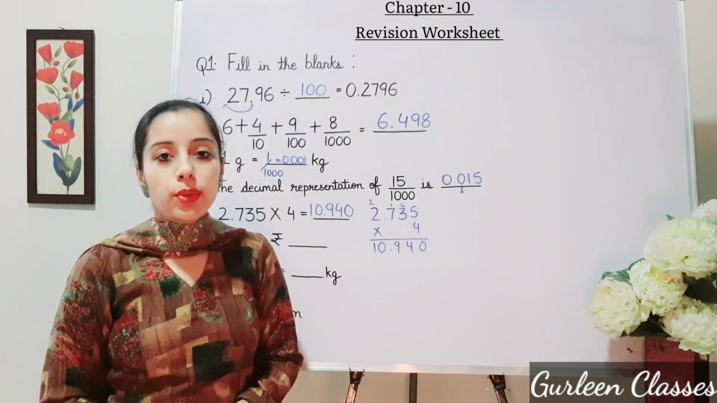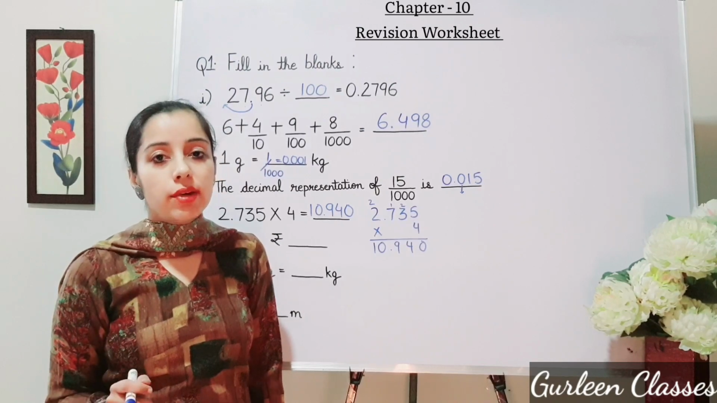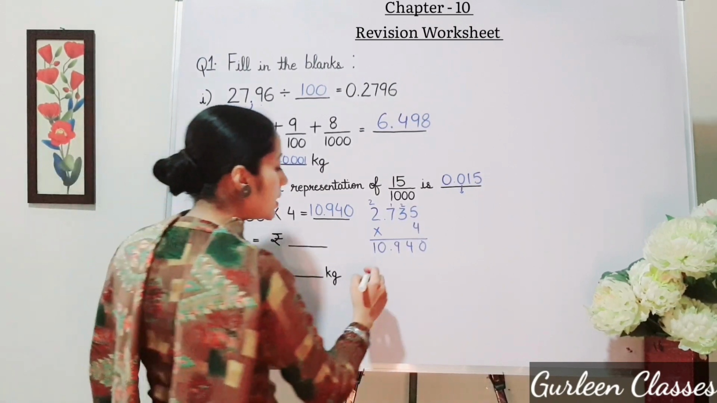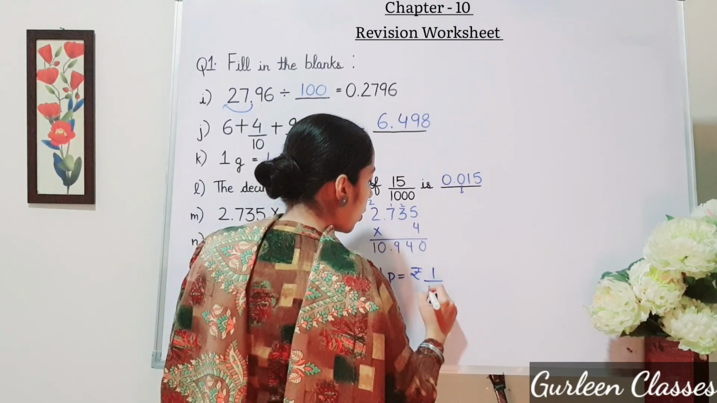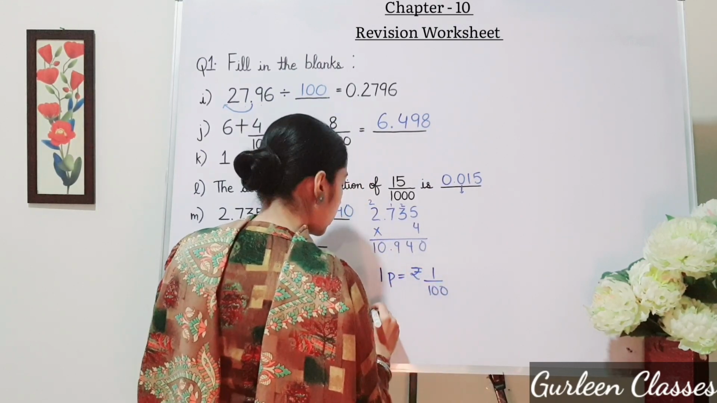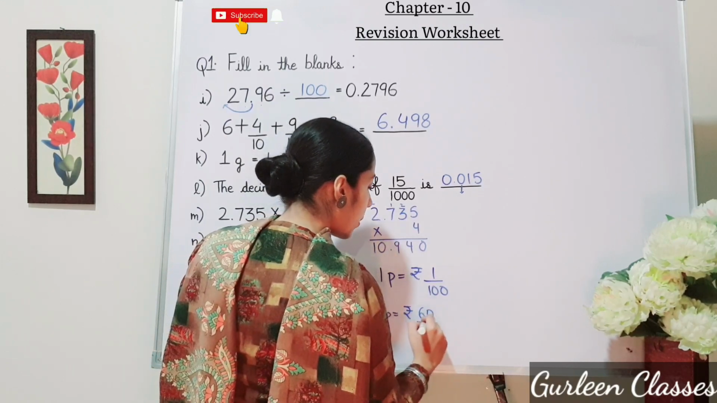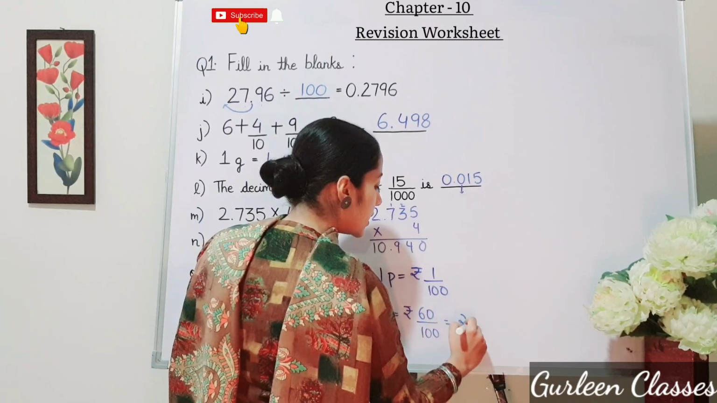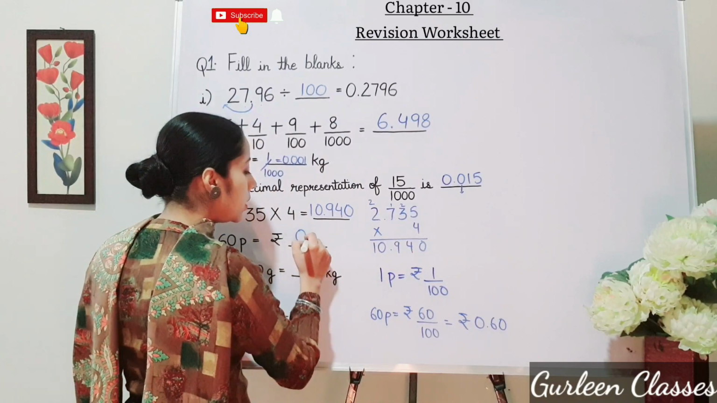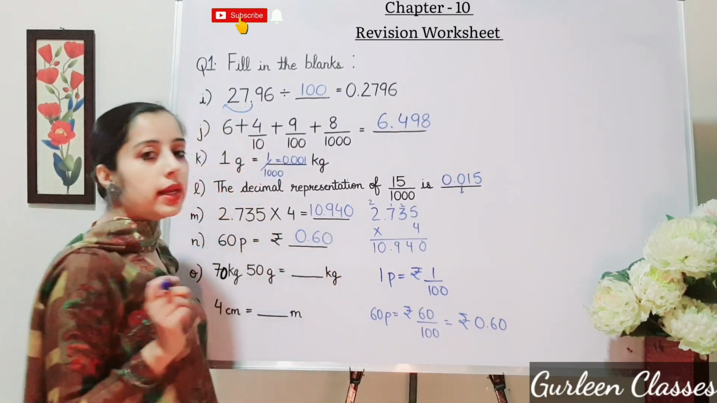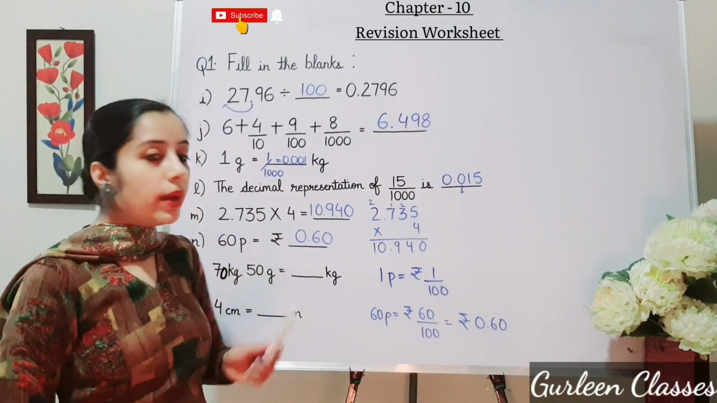Next, 60 paise is equal to how many rupees? 1 rupee is equal to 100 paise. And 1 paise is equal to 1 upon 100 rupees. So let us convert this. 1 paise is equal to rupees 1 upon 100. So here 60 paise is equal to rupees 60 upon 100. And in decimals it will be 0.60. So right here 0.60.